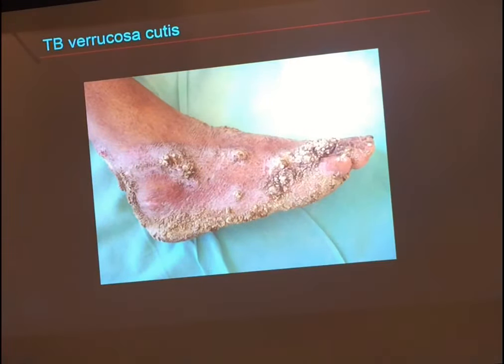This is a specific kind of presentation of TB in the skin. It's called TB verrucosa cutis. This is quite often seen in India and in East Africa especially.